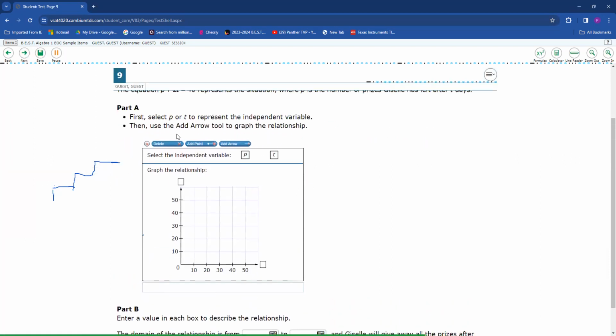Okay, I think we went over this one, fair enough. So independent is time. You start with 40 and at 2 per day.